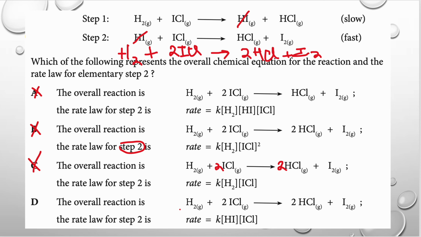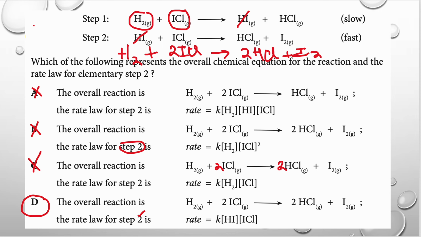This should be right, obviously, because we're just left with it. And let's just check what if we started with option D. So we have the hydrogen, we have the 2 iodine chlorides, we have the 2 HCl, and we have the iodine. Let's look at the rate law for step 2. So first order for hydrogen iodide, and first order for iodine chloride. So yeah, this should be the right answer. If it was step 1, then our rate law would have been first order for hydrogen and first order for iodine chloride. All right, that would be it.